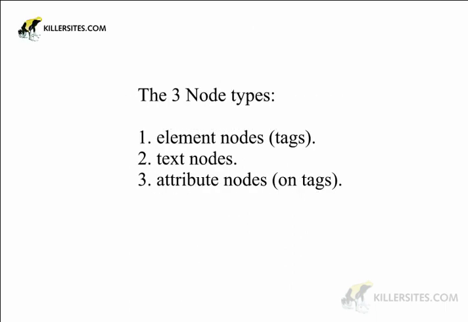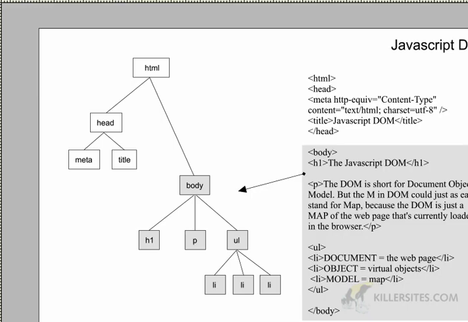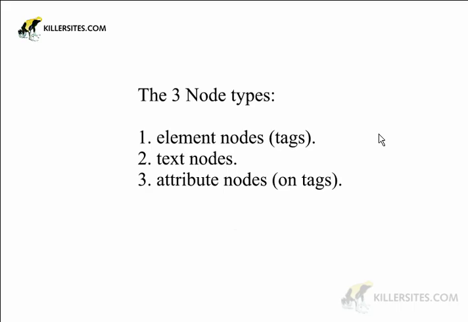The next thing we're going to explore in the DOM are the three node types. Now, you can think of a node as being like a leaf on a tree. In fact, the document object model is often referred to as a document tree, and you assume that all these things are leaves. Each of these tags are nodes, right?